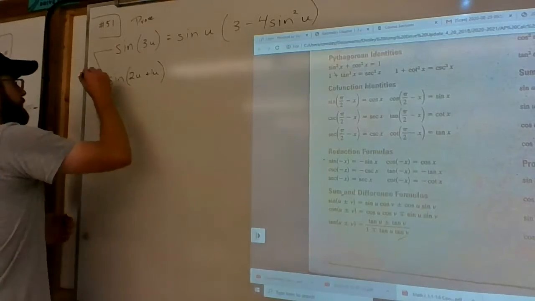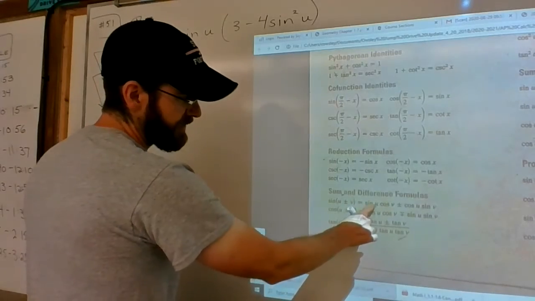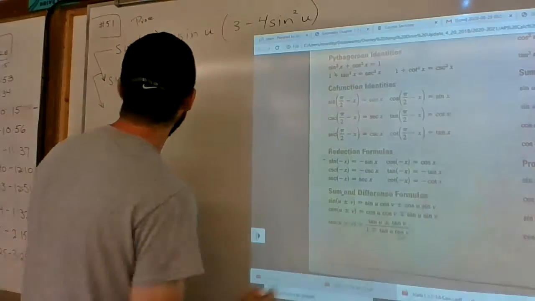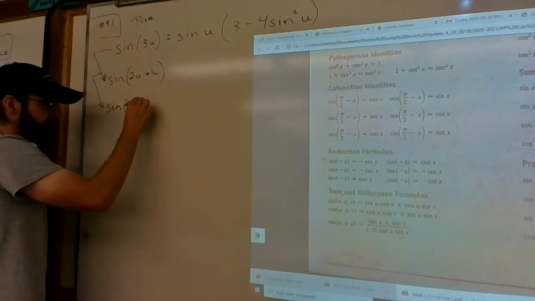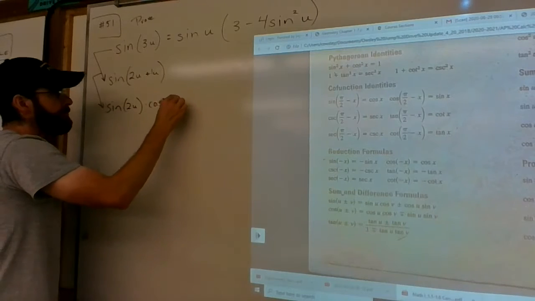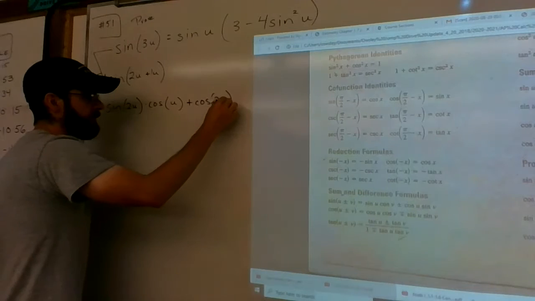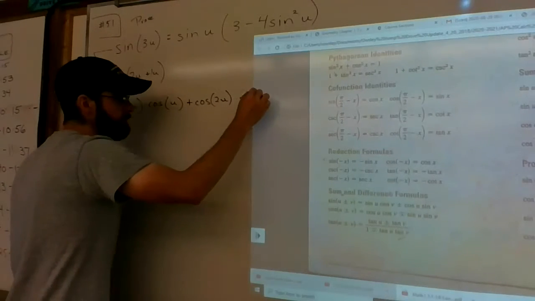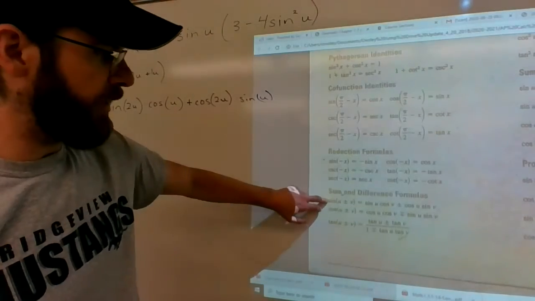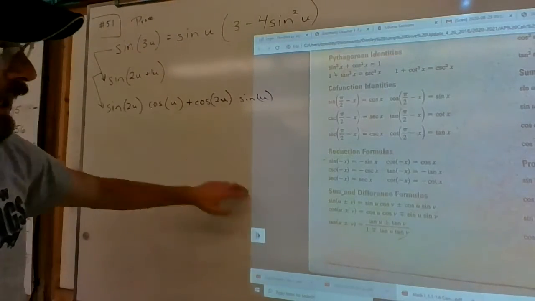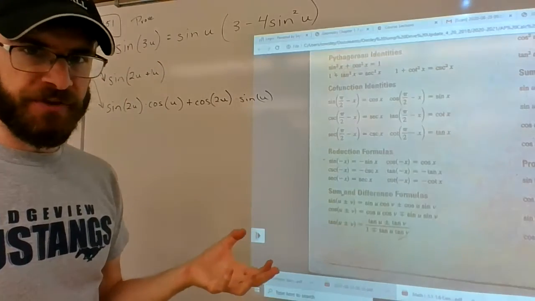Check this out. Sine of u plus v is sine cos plus cos sine. So sine times cosine plus cosine times sine. Check that out. Make sure that you're piecing together that he split up the 3u, and now he's using the sum and difference formula. Those are sort of the really tricky things that start this proof off.